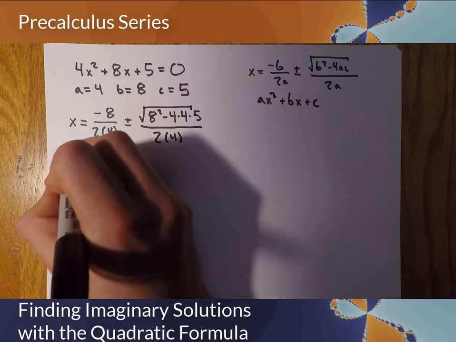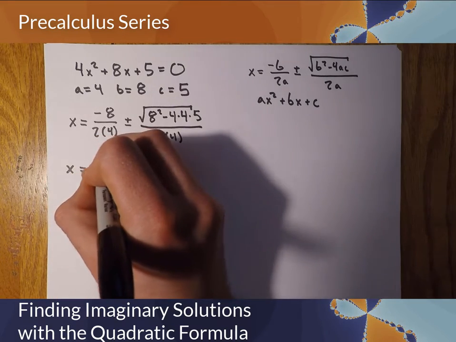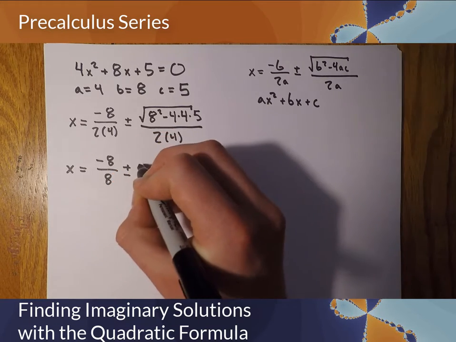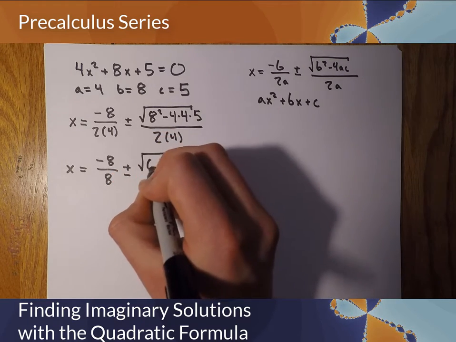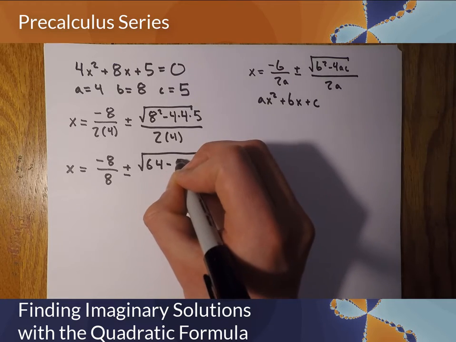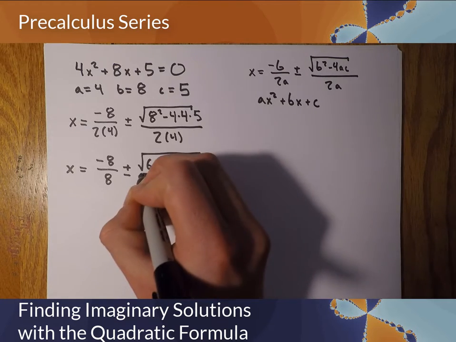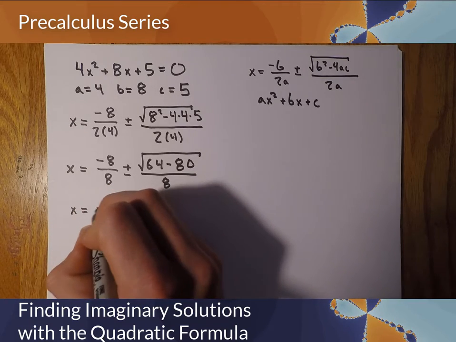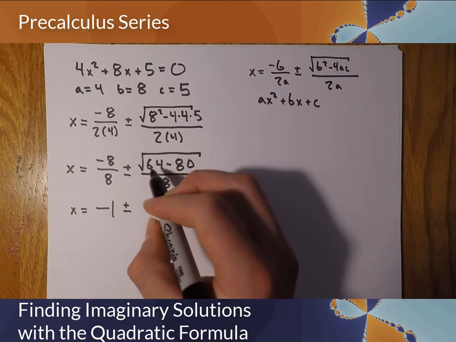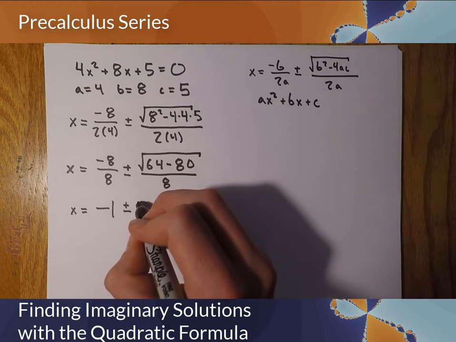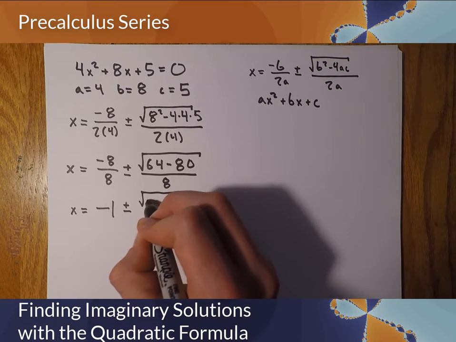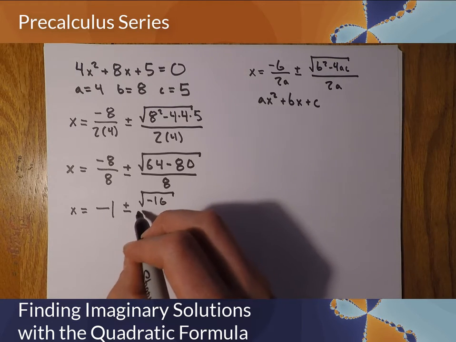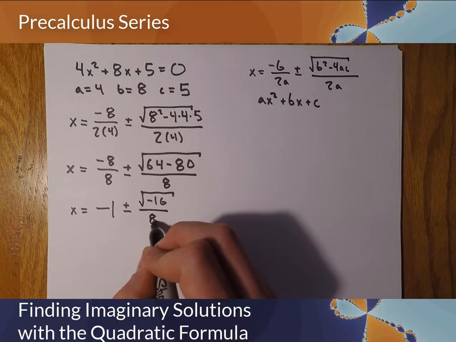And so now we're just going to expand this out a little bit. So we have negative 8 over 8 plus or minus 64 minus 80 over 8. And so this yields negative 1 plus or minus, and 64 minus 80, that's negative 16. So now we have negative 1 plus or minus the square root of negative 16 over 8.